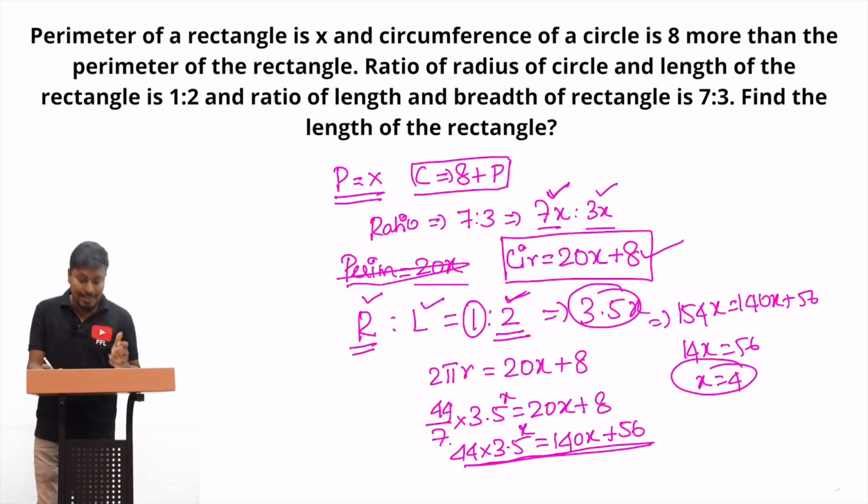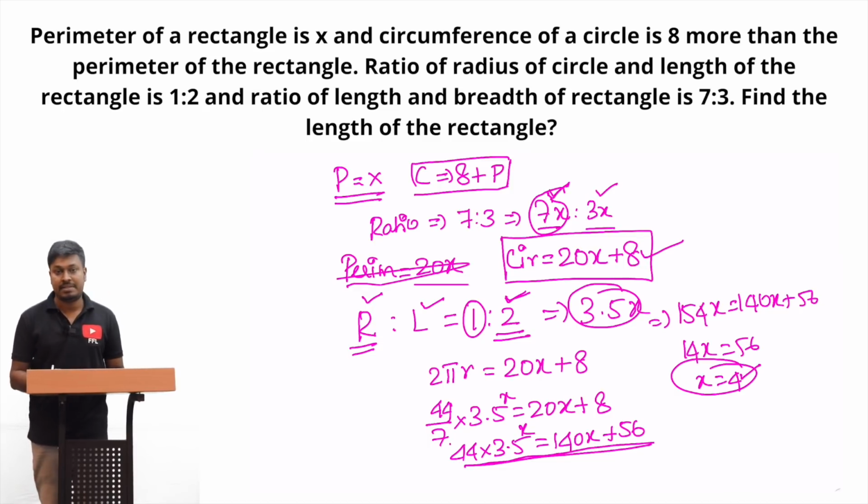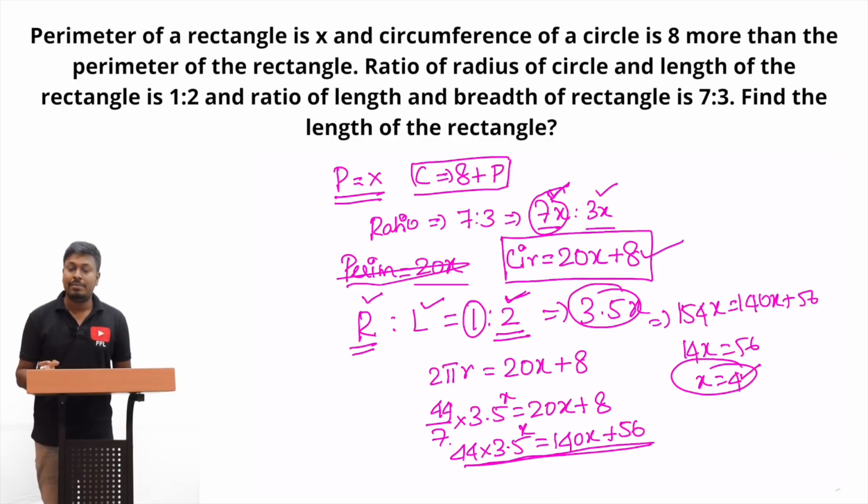So now what is our target? Our target is to find the length of the rectangle. We know that the length of the rectangle is 7x and we found that x is 4. So substitute x is equal to 4 here. 7 4s are 28. So 28 will be the length of the rectangle. Look at option number C. So option number C will be your answer.